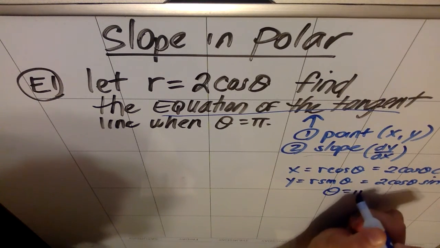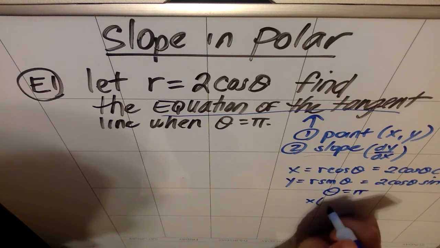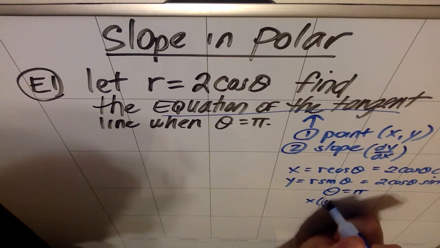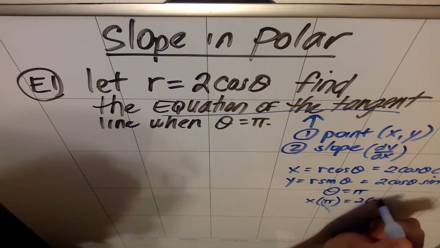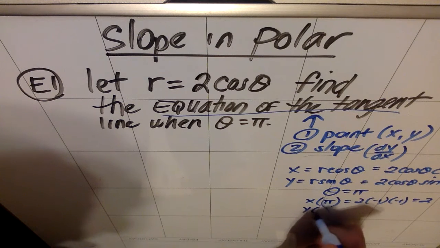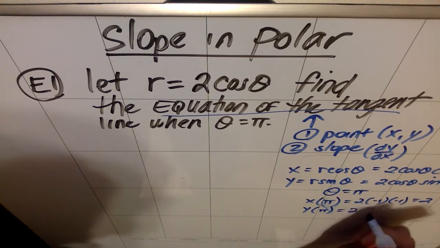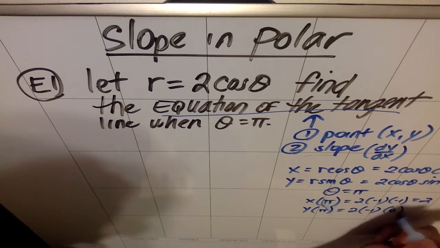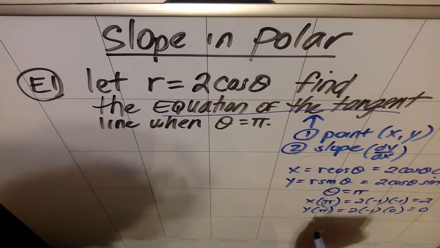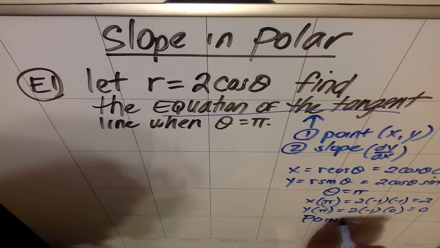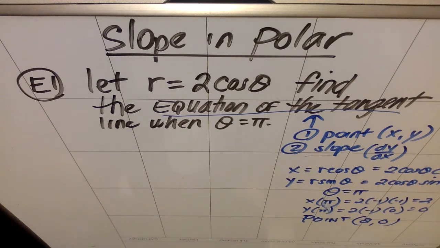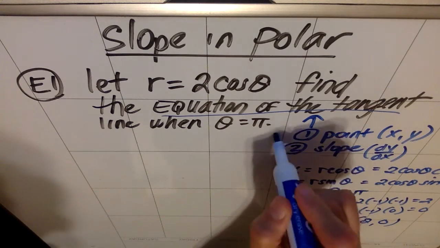So when theta equals pi, the x coordinate, so x of pi, is going to be 2 times a negative 1 times a negative 1, meaning my x-coordinate is a 2. And my y of pi is going to be 2 times a negative 1 times a 0, so it's going to be a 0. So I now know one piece of this information: the point I should be using is 2, 0, x, y. That takes care of the point.